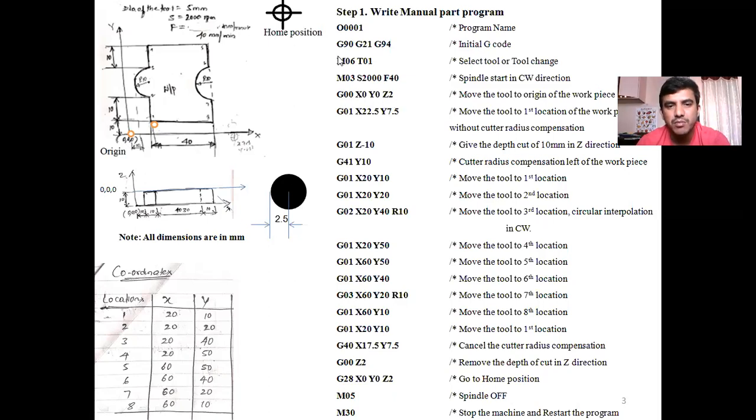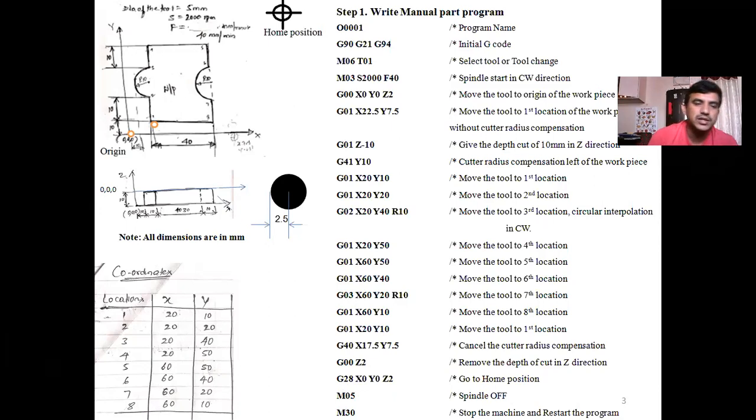Now the first 5 lines are common for all programs. Next, depending upon the contour, the shape of the object, you write the remaining lines. If it is a linear motion, it is G01. If it is a circular motion, it is G02 or G03, depending on whether the motion is clockwise or counterclockwise. Then the last 3 or 4 lines are also common. What are the last 4 lines? Remove the depth, then send the tool to home position, that is G28, X0, Y0, Z2, then stop the spindle and then stop the program. So the first 5 lines and last 4 lines, a total of 9 lines, are common for all programs.